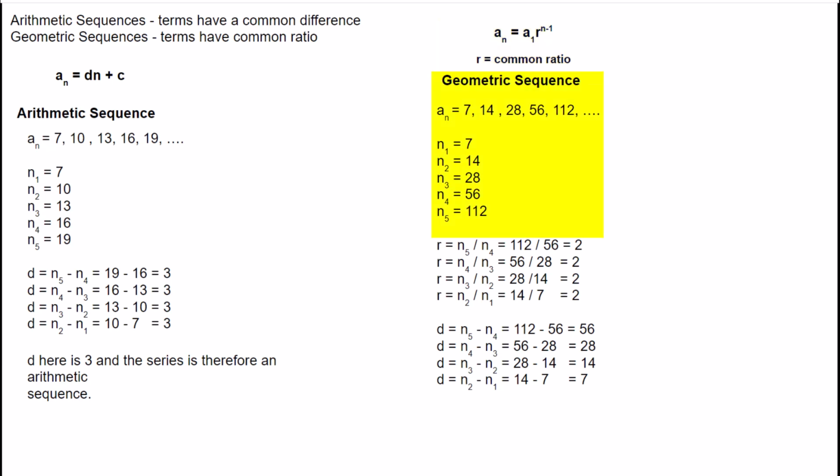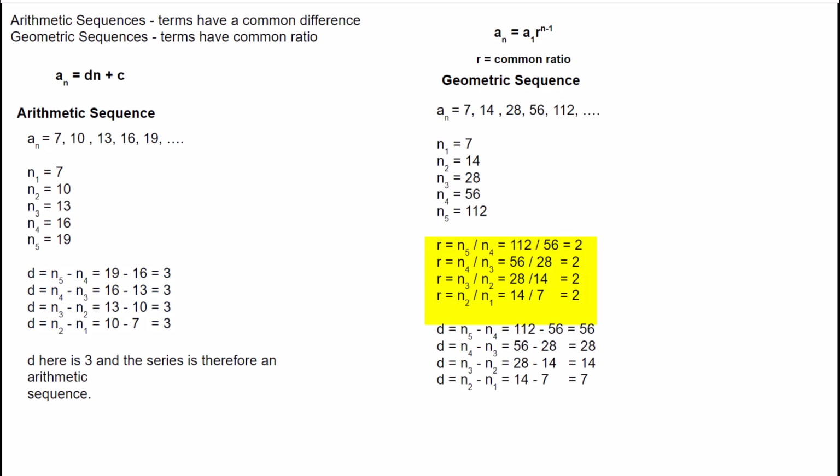If we take a look at the following sequence, we can see that we have the terms 7, 14, 28, 56, and 112. We can also write it as follows: n sub 1 is equal to 7, n sub 2 is equal to 14, and so on. Just like we found the differences between the terms for arithmetic sequences, here we can find the common ratio between the terms of a geometric sequence like this.